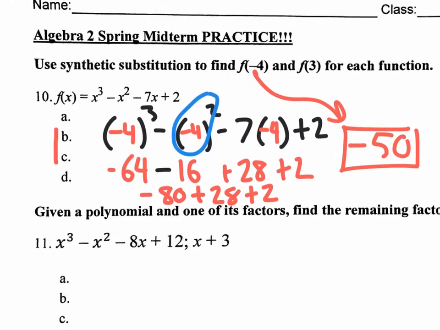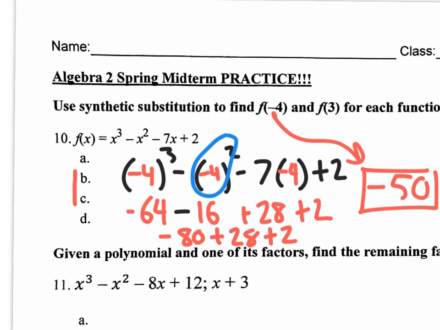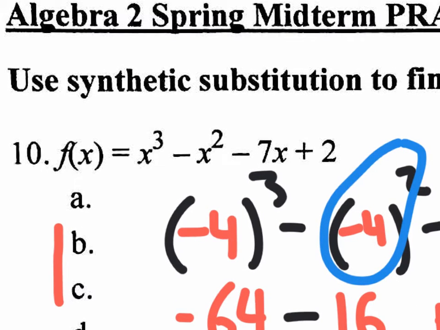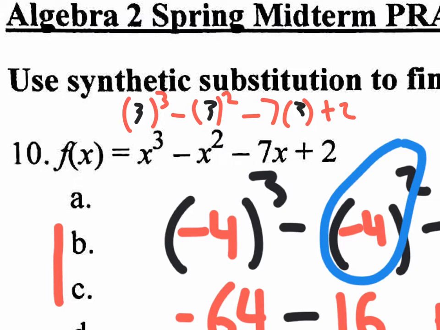So let me go up here and plug in 3. So you're going to have 3 cubed minus 3 squared minus 7 times 3 plus 2. So plug in 3 right here, plug in 3 right there, 3 right there. 3 to the third is 27. 3 squared is 9. 3 times 7 is 21. Plus 2 at the very end.